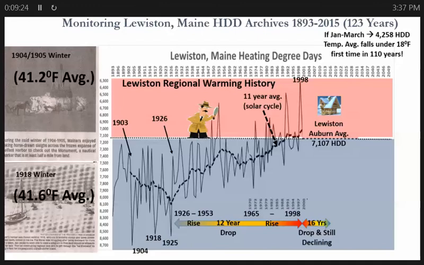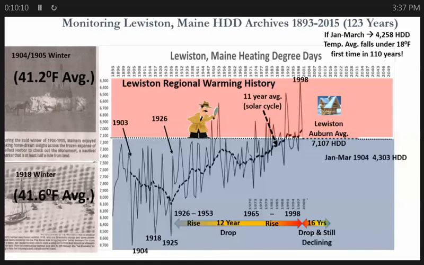One other thing is we do have some more recent data to see if the trend has changed at all. We got January through March. So I decided, since I have historic information going back to 1893, I'm going to look at January through March of this year and see if there's any time period that was colder than that. Because right now, the 4,258 heating degree days you see here translates to a temperature that's under 18 degrees. And what we're learning is that's the first time it's occurred in 110 years.